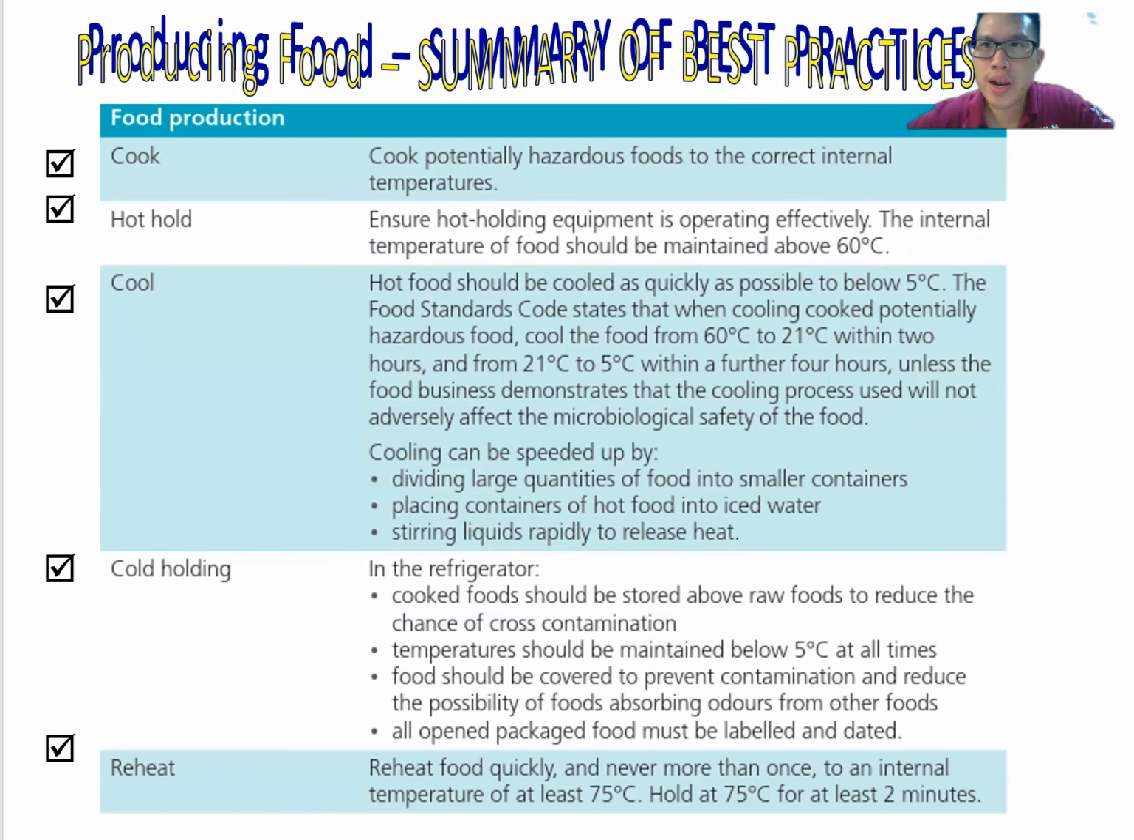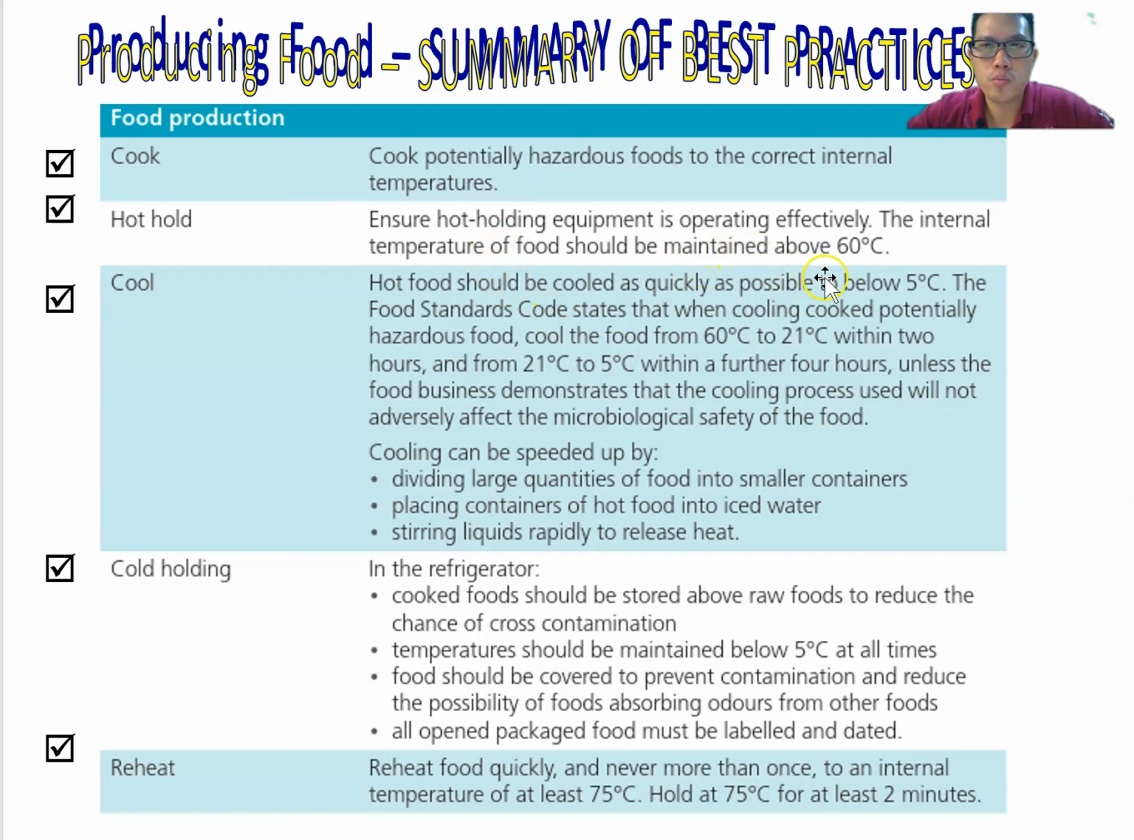So just to summarize chapter 4 part 2: cook potentially hazardous food to the correct internal temperature. Very important, internal temperature means if you are looking at the meat, make sure the meat inside is above 75 degrees Celsius, not just the outside layer. As I mentioned before, you can take a cheap thermometer with a sharp pointy tip, and poke into the meat to check the internal temperature.